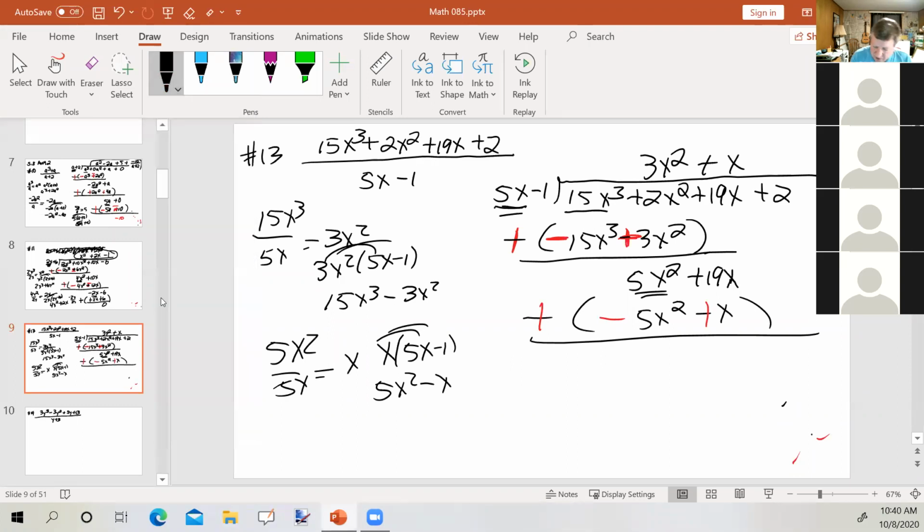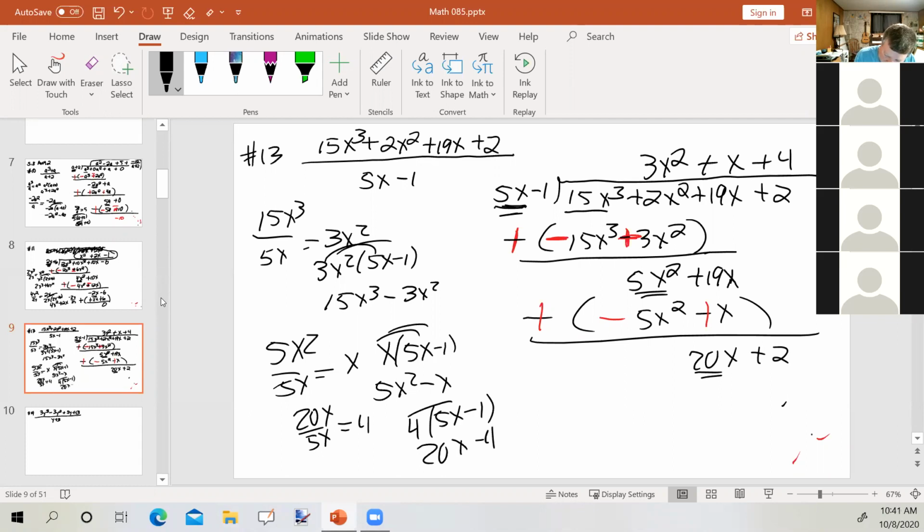Add up each column. 5x squared plus negative 5x squared is 0. 19x plus 1x is 20x. We get 20x plus 2. Divide the leading term by the leading term. 20x divided by 5x is 4, so plus 4. 4 times 5x minus 1 is 20x minus 4.